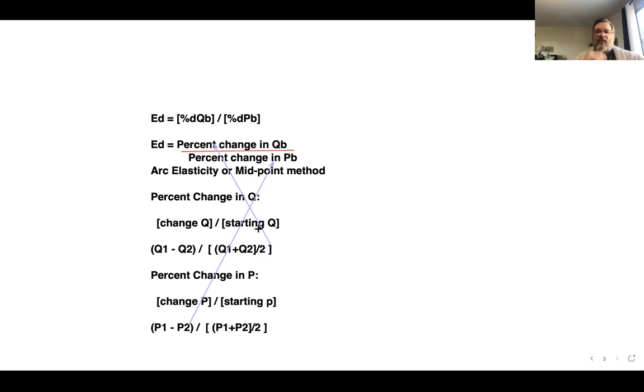There's one last little wrinkle to this whole thing. And that is, when you're dealing with the elasticity of demand, it turns out that at the end you end up getting a negative value. And this is only true for the elasticity of demand. But it turns out that at the end, we end up taking the absolute value.